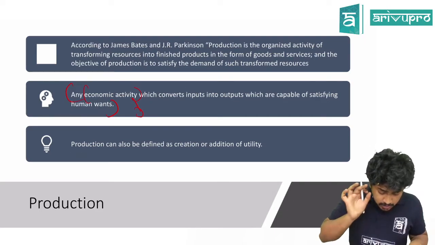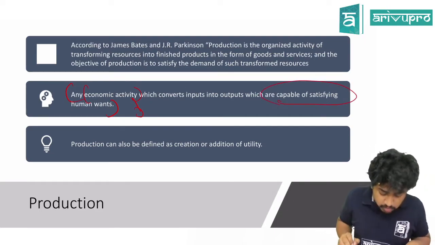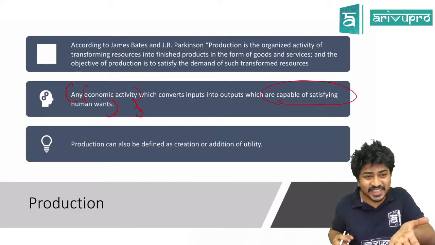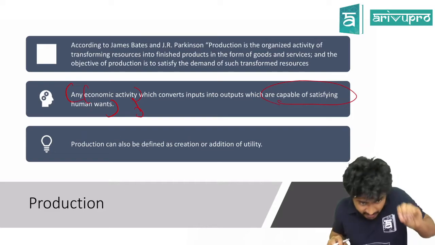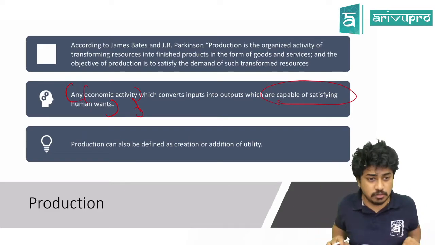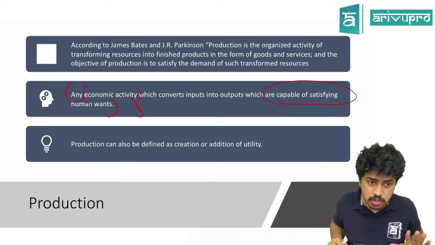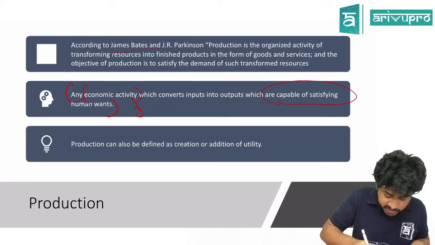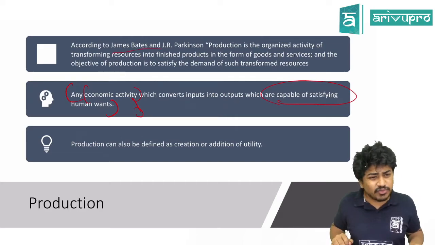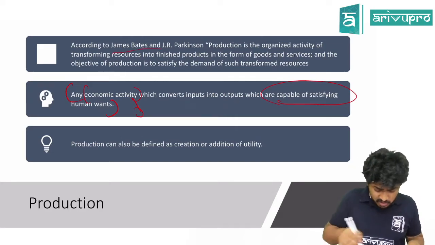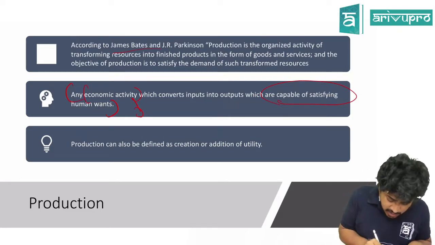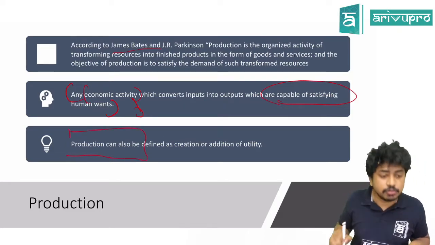Clear? So, which is capable of satisfying human wants. If you create something and it's of no use, then it is not even production. That output should be capable of satisfying someone's wants. Then only it is production. Other authors have given their own definitions. You can read through them. The essence is the same. Are we clear?